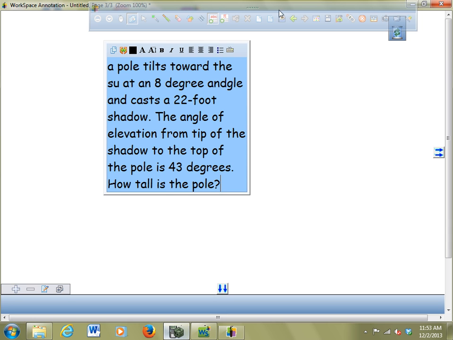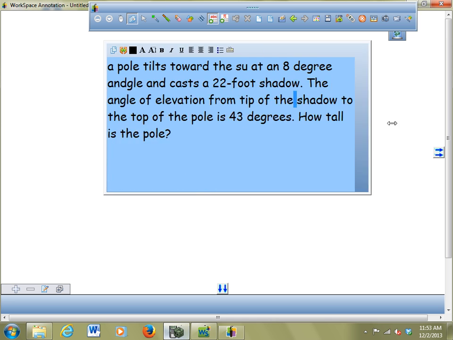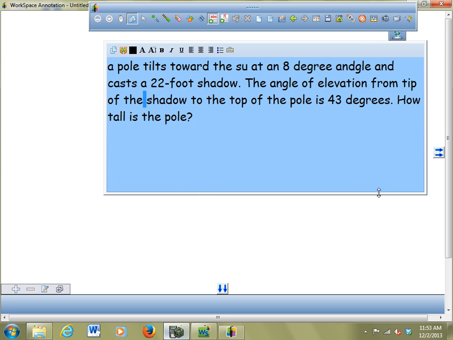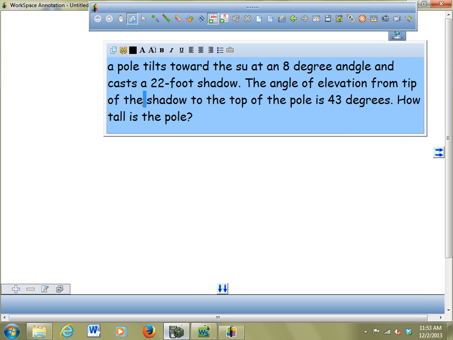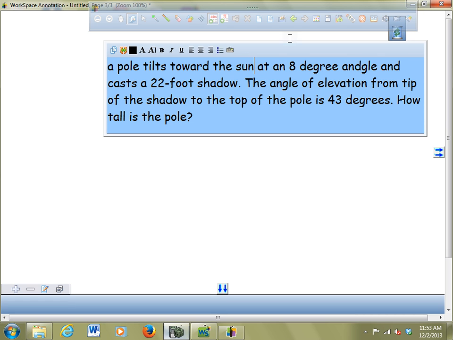Let me fix my typos. Where do I have a typo? Angle. A pole tilts towards the sun at an angle of 8 degrees, at an 8-degree angle. And casts a 22-foot shadow, the angle of elevation from the tip of the shadow to the top of the pole is 40 degrees. How tall is the pole?